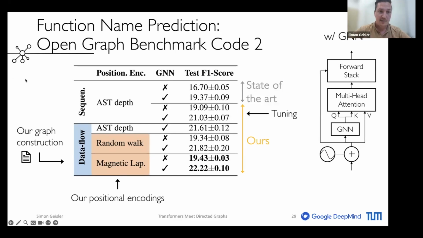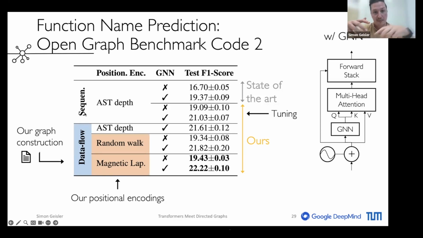In our main task, which is about function name prediction on the Open Graph Benchmark Code2 dataset, we look into source code. So there we have 450,000 Python functions, and given the function body, the task is to predict what is the function name of this function. For this, we first have the view on the data construction.